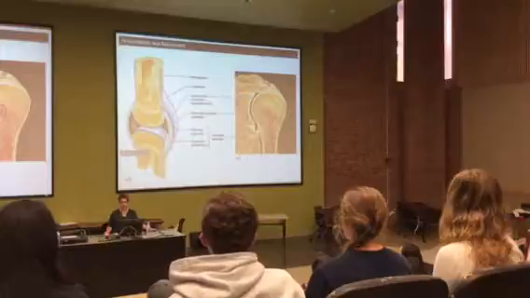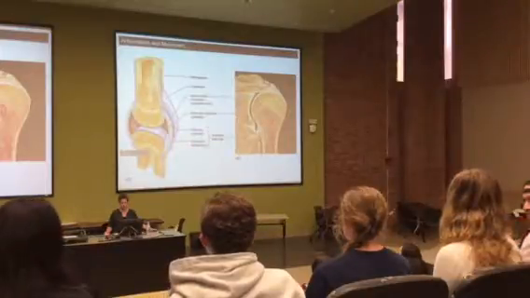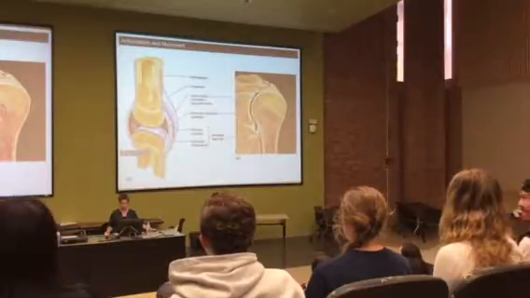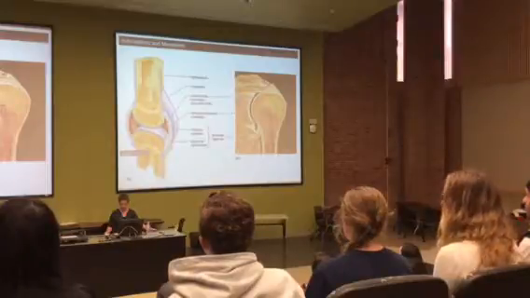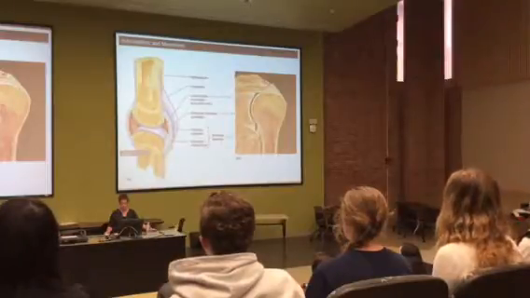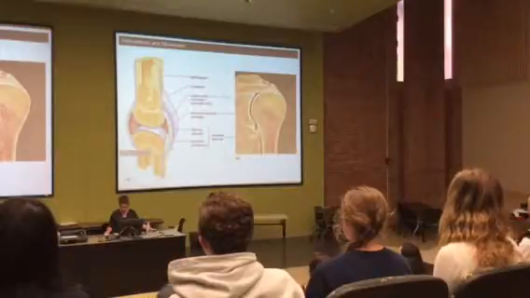You guys are so quiet, I hear your problems. Good, epiphysis. So this is our glenoid fossa of the scapula. Okay, so you can see some nice articular cartilage right along the end of that long bone.